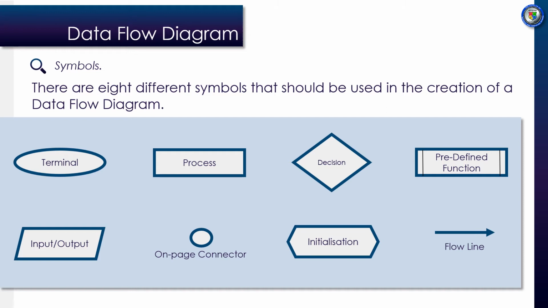These words are derived from the 8 symbols that are used in the creation of our data flow diagram. These symbols are displayed on the screen for you now. The flow of the data, importantly, is highlighted using the arrows. Sometimes these diagrams can be quite large, therefore we have a symbol called an on-page connector, which allows you to connect the bottom of one flow to the top of the next.